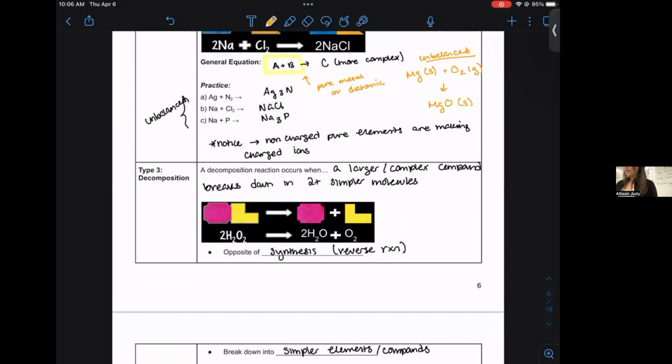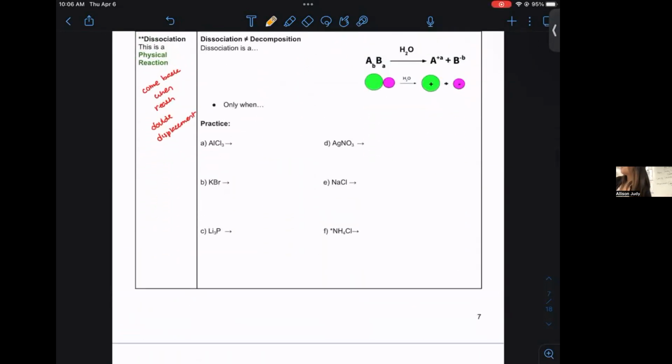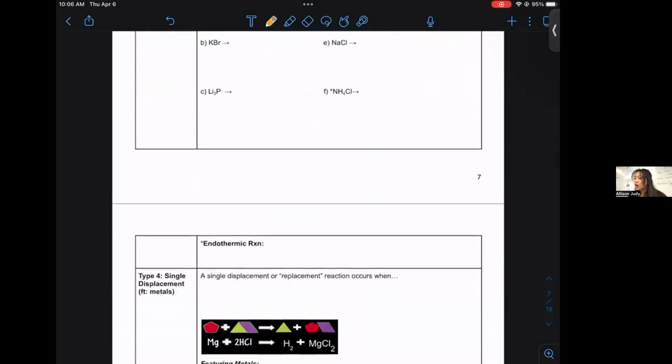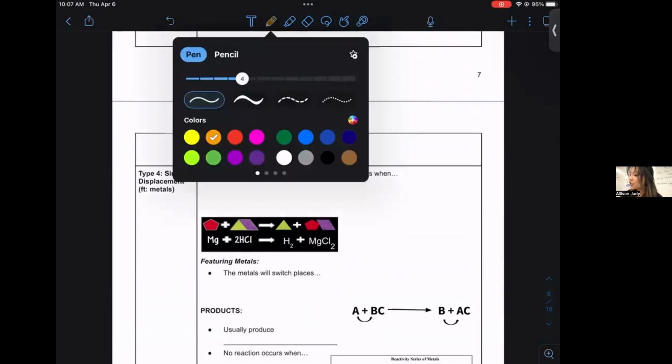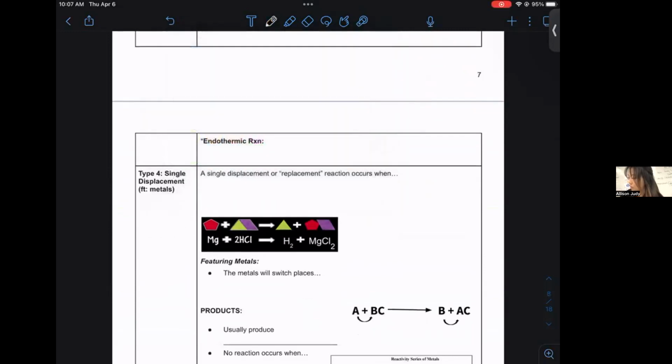Okay. So, we're going to skip over page 7 for a second. I'm going to come back to it. Let's go to page 8. So, single displacement reactions are a type of reaction that occurs when one element in an ionic compound is replaced by another element.